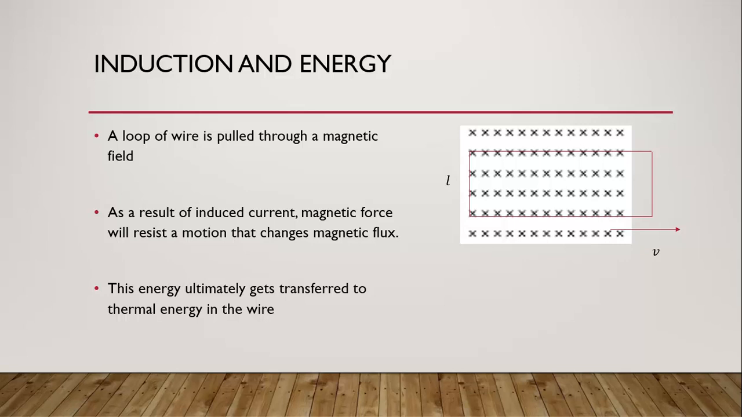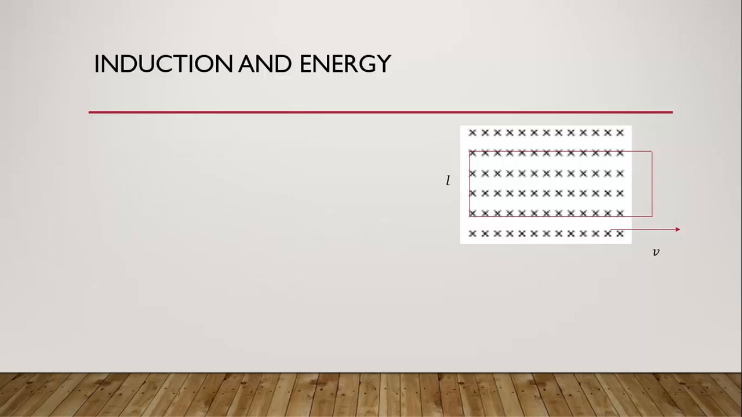that it's passing through. And so as you're pulling this wire, you have to be applying work in order to pull this wire through the magnetic field. Ultimately, that energy that you apply to the system gets transferred into thermal energy in the wire. The wire should heat up during this process. So let's look at how this works.